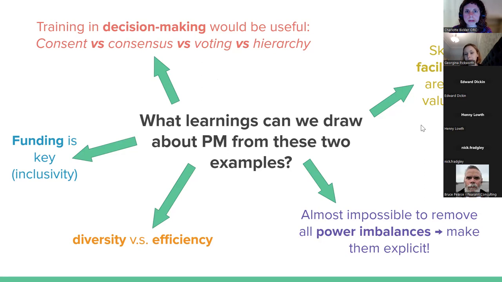A note on power structures and power imbalances. I think it's quite difficult to remove all power structures. But where they exist, it's important to make everybody aware of them. So make them explicit and discuss them openly, and then the exercise becomes more consensual. So people are choosing to be involved with the project, understanding where the power to make decisions might lie.